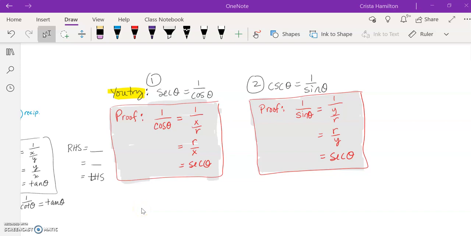Okay, welcome back, and hopefully you did your little proofs. Now let's talk about a couple of important features of the proofs as we're looking at them. Now, when you look at the proof, realize that I did pick one side.